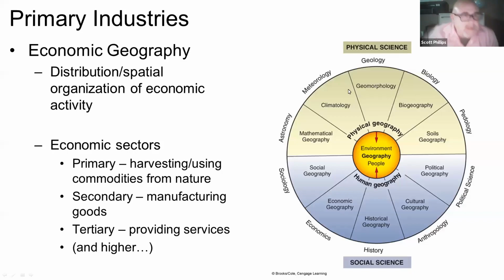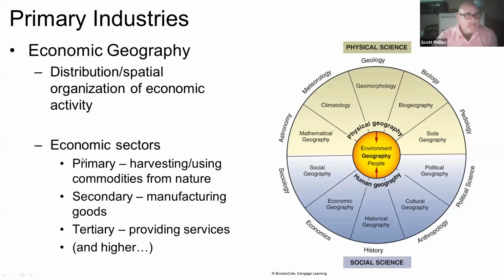Next, we want to cover some of California's economic geography. And economic geography is a subset of human or cultural geography having to do with the distribution or spatial organization of economic activity.